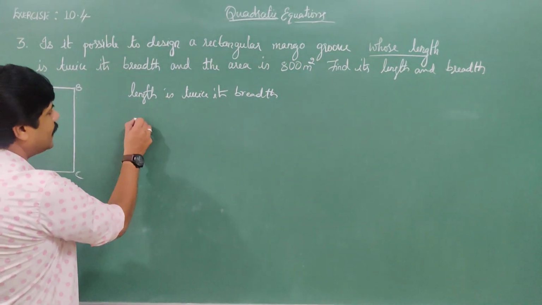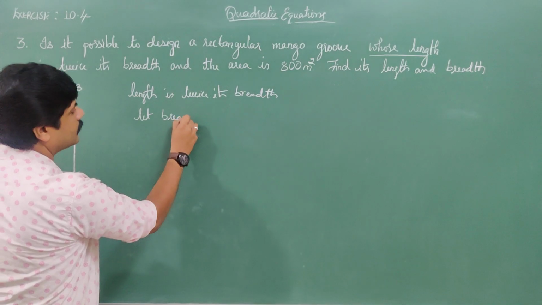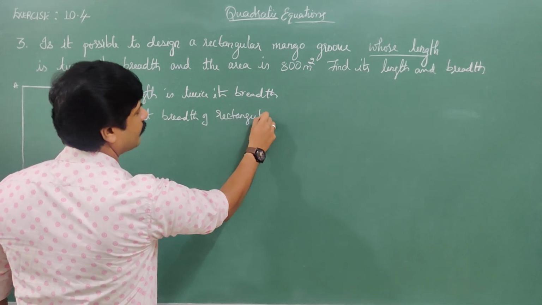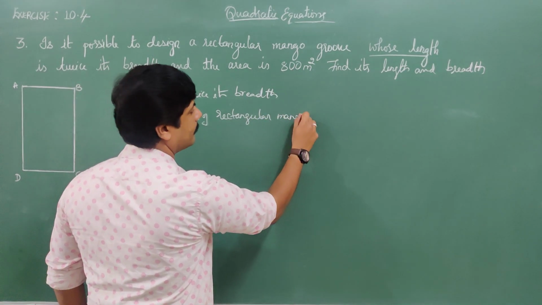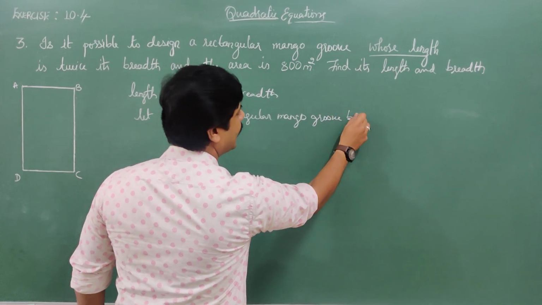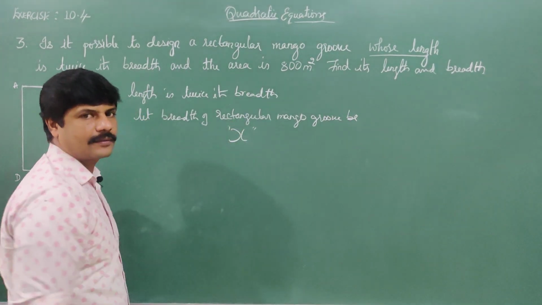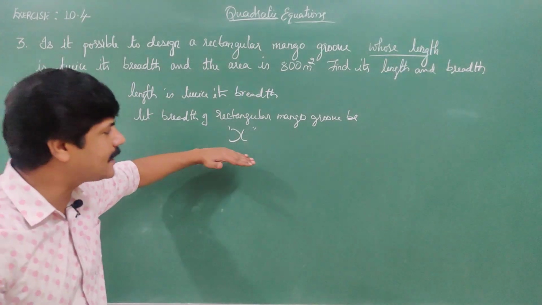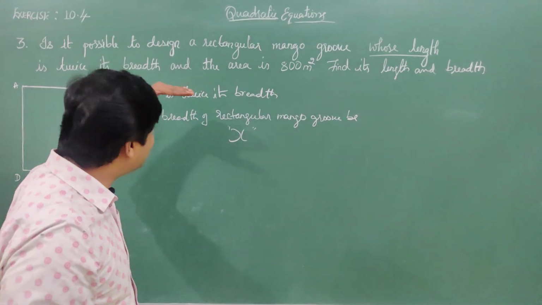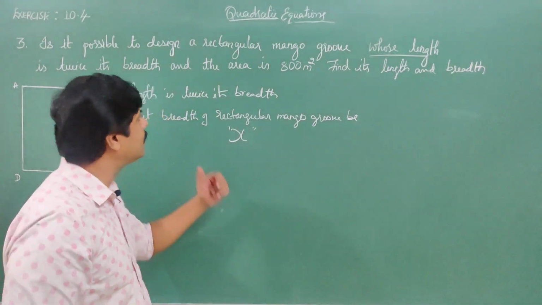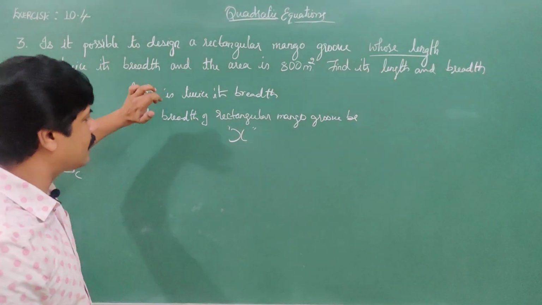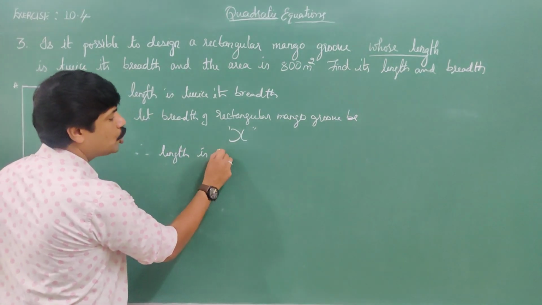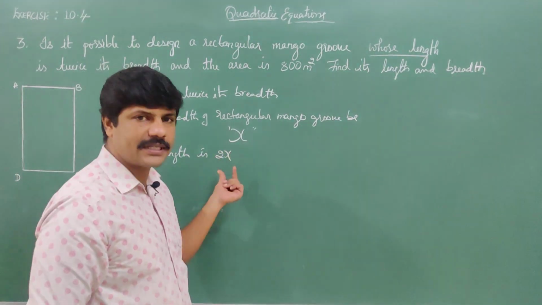So let the breadth of the rectangular mango grove be x. We have taken the breadth of this rectangular field as x, so that the length is compared with x. The length is twice its breadth. Therefore, length is 2x. Twice means 2 times. We came to know that.